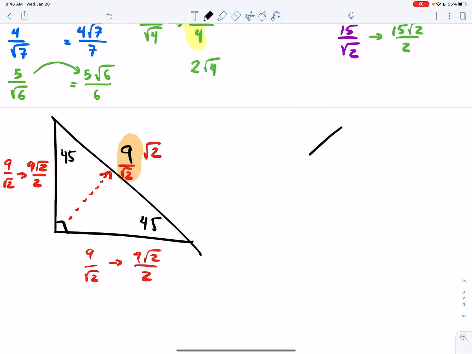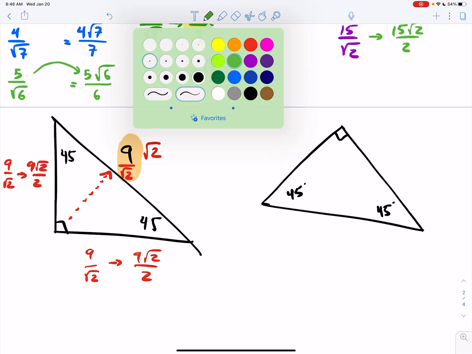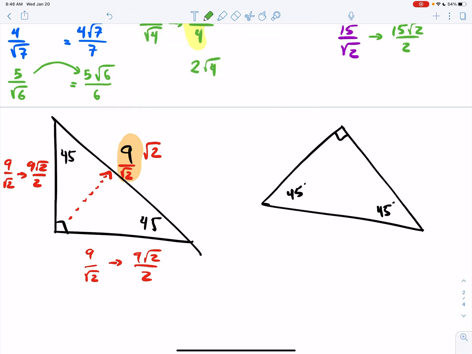Let's do one more just to make sure. Okay? Here's another one. And you might have to rotate your paper if you're having trouble drawing right triangles. Let's say that this was 13.264. Okay, go ahead and figure out what the other two legs should be. Press play when you're ready.